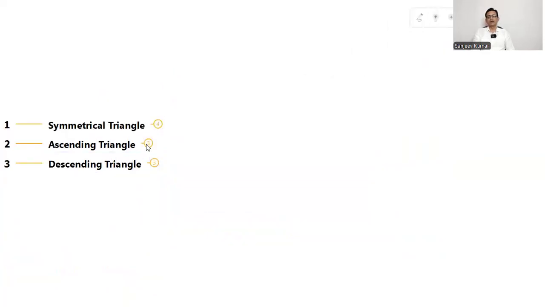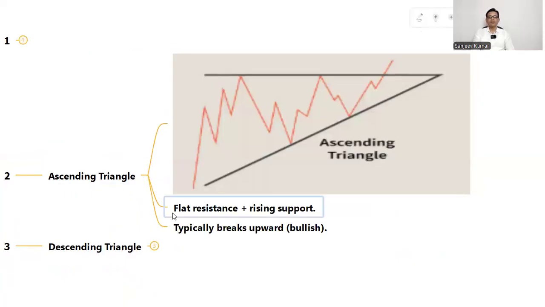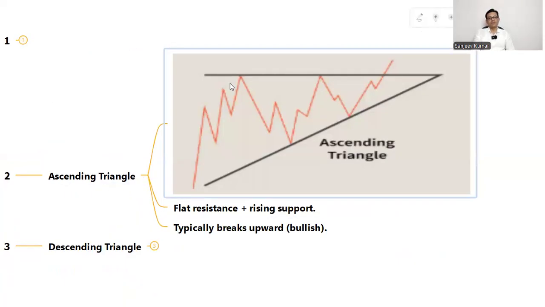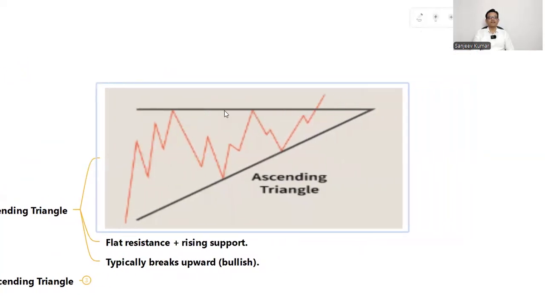Now jump to ascending triangle. We understand ascending triangle. Share price was in uptrend, selling pressure moving down. There is support moving up. You can see here resistance is at the same place. This is the horizontal line. But the support is rising, support is increasing.